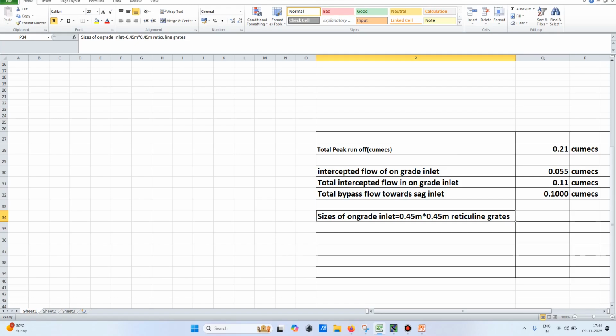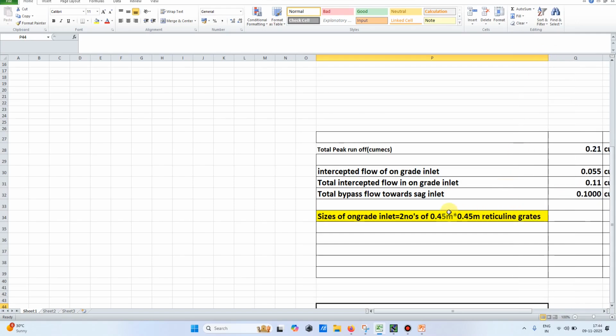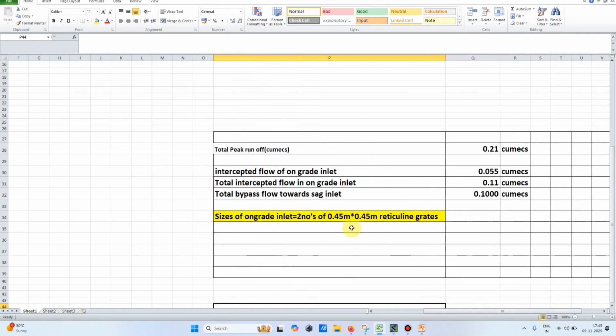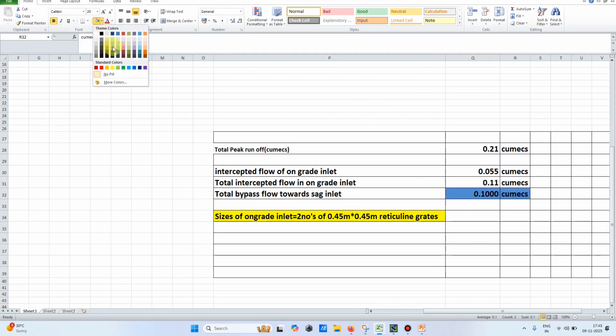So these are the sizes of the on grade inlet, 2 numbers, because we are providing 2 numbers of reticulin grates, okay. That's what we have designed for the on grade inlet as of now. Now this sag inlet. For the sag inlet, we know that our target flow is 0.1 Q max, okay, and the road condition will remain the same as on grade.